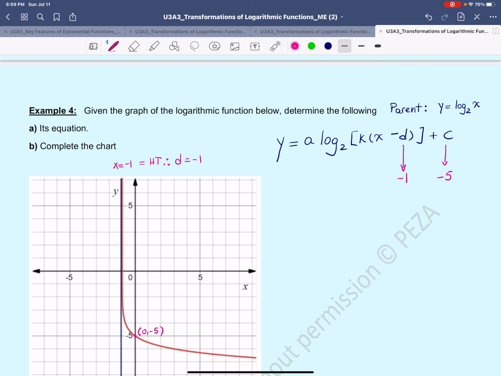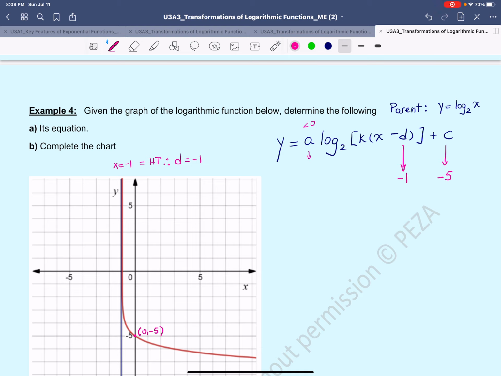The next thing that I want to look at is the behavior. What I do see here is the fact that this function is going down. The parent function is an increasing function, whereas this is decreasing. So it seems that here we have a reflection about the horizontal axis, which tells me that the coefficient a must be a negative number.